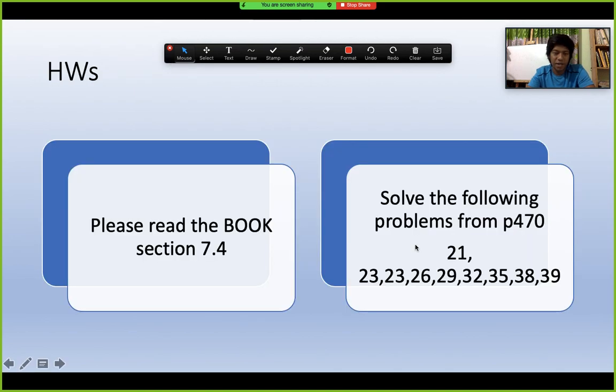And these are the homeworks, so try to practice this problem from the book. These are from section 7.4. Please read the book for this section.